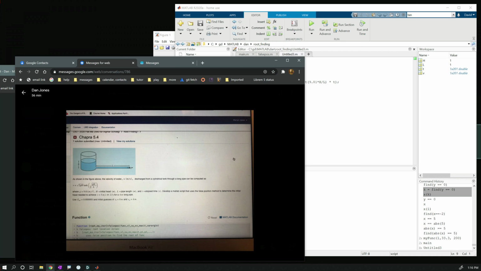Okay, so in our function, G is a constant. So yes. Forget G. H is a variable. And yes, it could go anywhere from 0 to 4 meters. Yes. Okay. L is a constant. It's 4, because we're determining initial head for a 4-meter pipe. Yes. Okay.